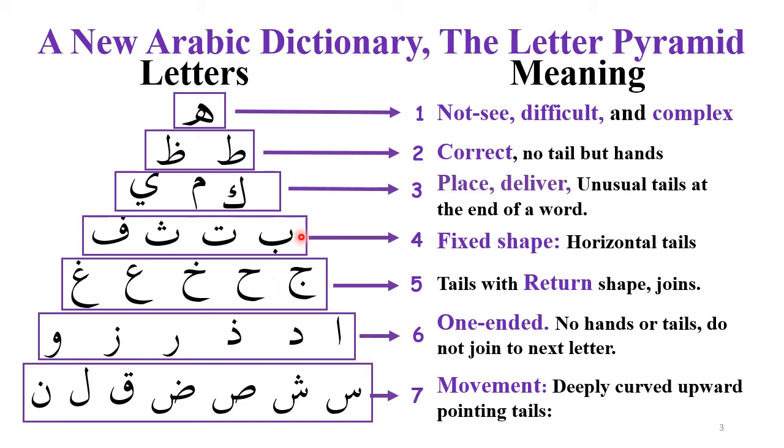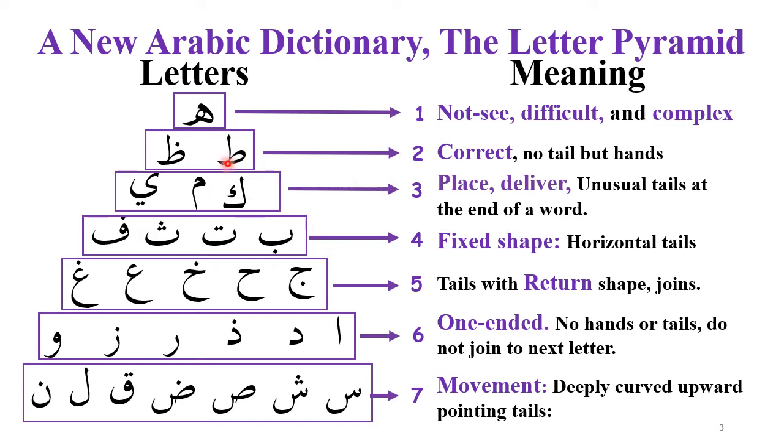And then 4 letters have this fixed shape with these horizontal tails: the Ba, Ta, Sa, and Fa. These 4 letters will have a meaning of something fixed, something that does not move, as opposed to the movement shape of these 7 letters. And then 3 letters have very unusual tails at the end of the letter: Kaf, Mim, and Ya. This will have a meaning about some place or to deliver something, right? So something at a distance is a very consistent meaning with this letter Kaf.